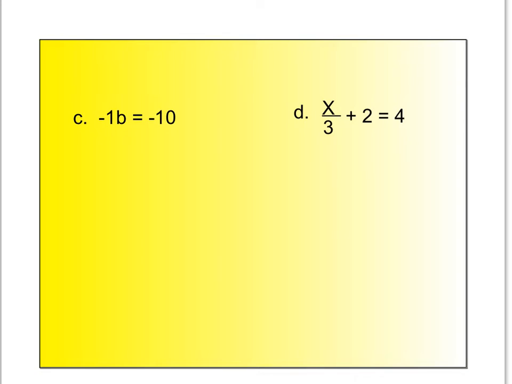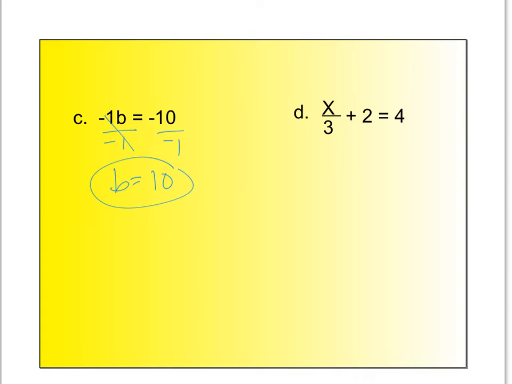So for part C, you have -1 times B. So to undo that, you're going to divide by -1. When you divide a -10 by a -1, two negatives will make a positive. So you should get B equals 10.